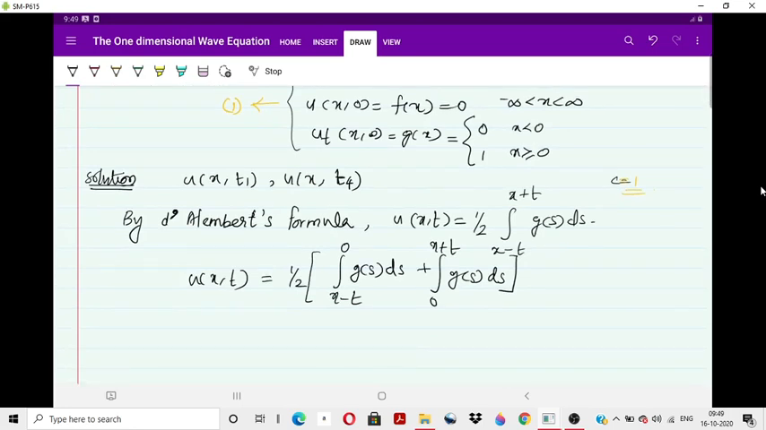Now consider the function g(x). It is a piecewise linear function, and the graph of g(x) is like this. When x is less than 0, g(x) is equal to 0. But at x equal to 0, the value is 1, and for positive values g(x) is 1. So this is the graph of g(x). It is piecewise because it is not continuous or differentiable at the point x equal to 0.